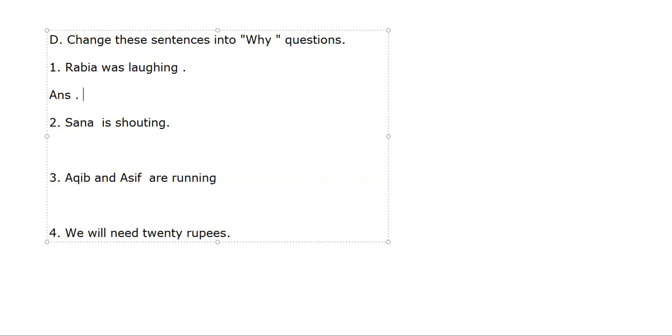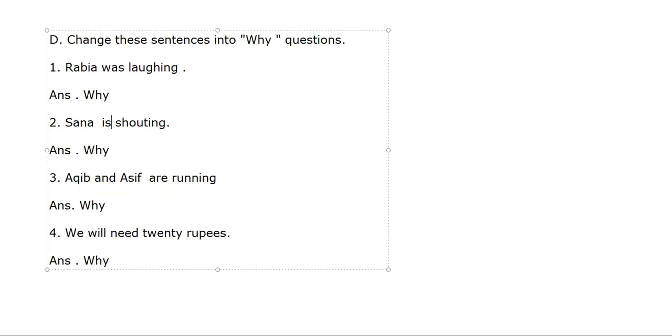Listen, whenever we ask a why question, we first have to put why. In point number one also we first have to put why. In point number two, we will write why. In point number three, we will start the sentence with the word why. In point number four, again, we will be starting our answer with the word why. Okay. After the word why, we need to write the helping verb.